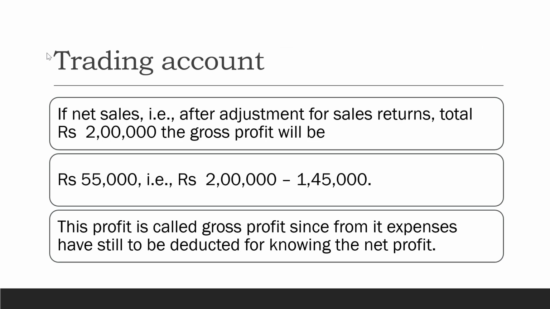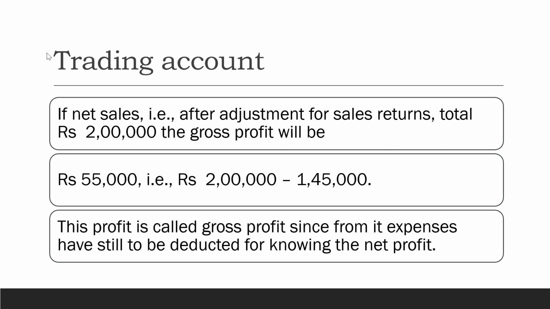Okay, read the last sentence. Meika, are you there? The profit is called gross profit since from it expenses have to still be deducted for knowing the net profit. So basically, the first step is to arrive at the gross profit. Now, the gross profit is very, very important. I'll tell you later on why it becomes very important for so many people. And then once you have arrived at the gross profit, the company is supposed to know their profit. That's called the net profit.